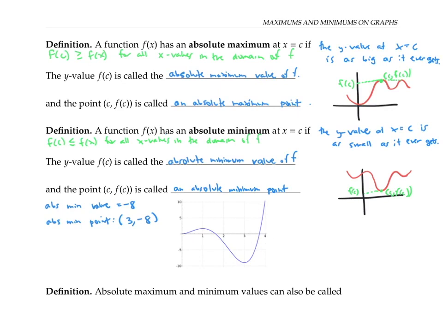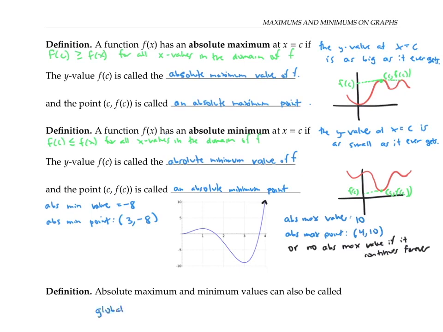If this function stops here and has domain from x values just from 0 to 4, then the function will have an absolute maximum value of 10 achieved at the point with coordinates 4, 10. If, however, the function keeps going on forever, then it will have no absolute maximum value at all. Absolute maximum and minimum values can also be called global maximum and minimum values.